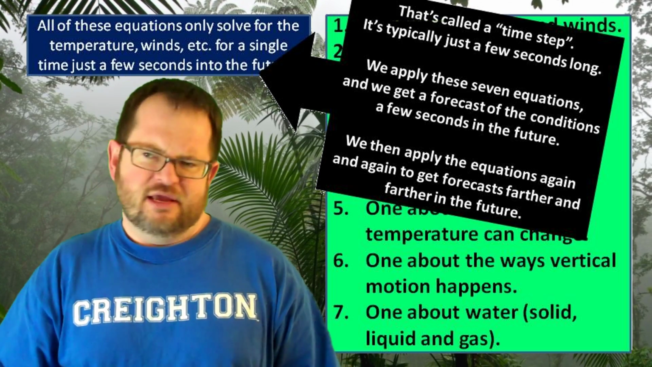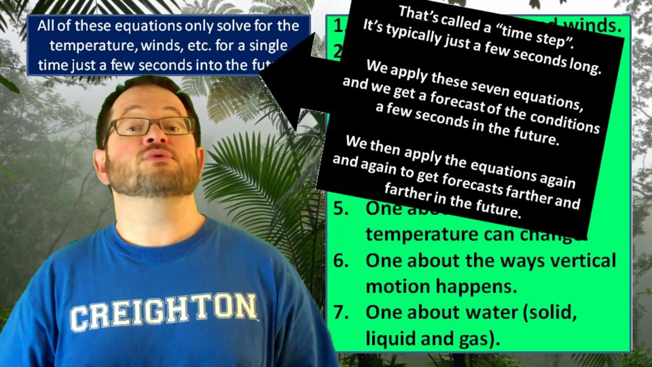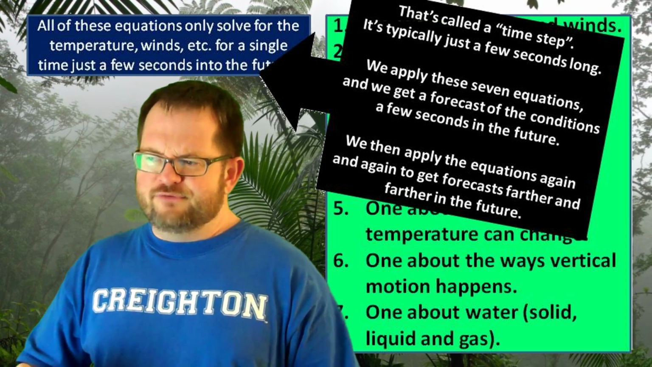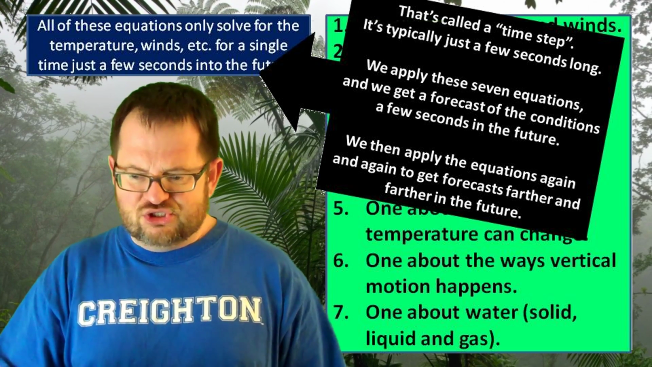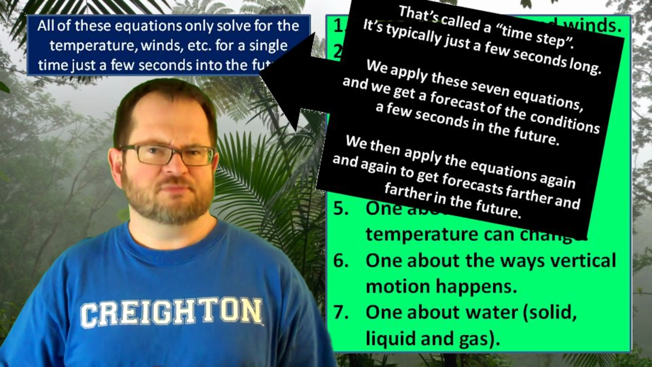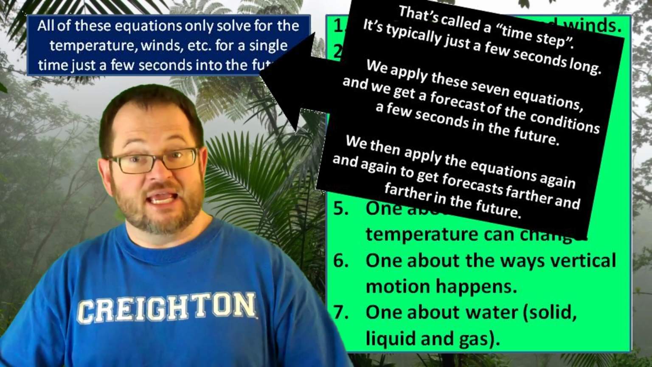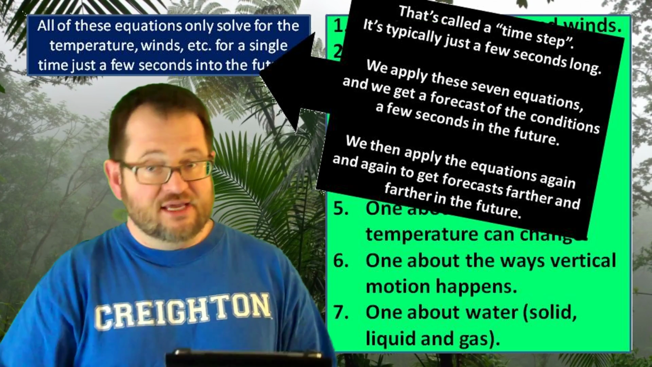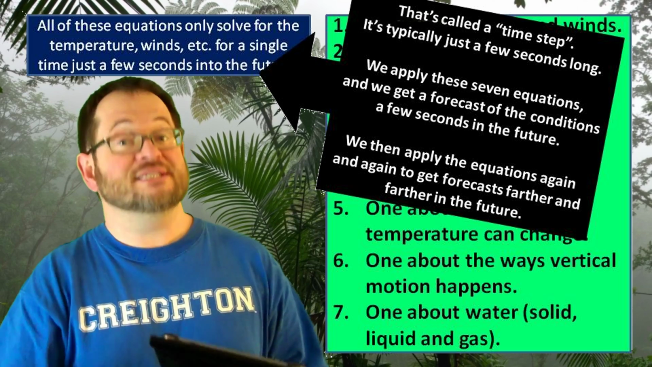And a time step varies from one model to another, but it's on the order of a few seconds. So if you go to all this work and apply all these equations, you only get a forecast for maybe 15 seconds from now. Well, what do you suppose you do? What you actually do is take that data for 15 seconds from now and apply the equations again, and now you have a forecast for 30 seconds from now.